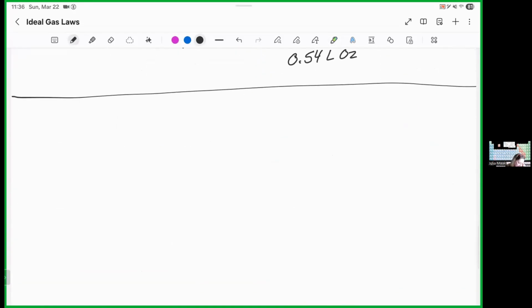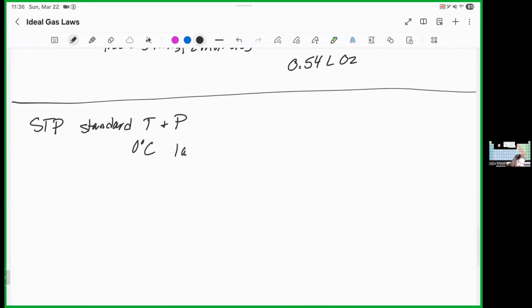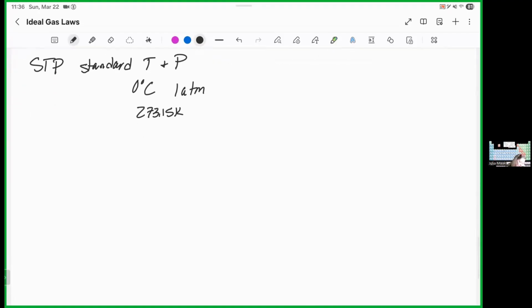Okay, the other thing is STP, standard temperature and pressure. Your standard temperature is 0 degrees Celsius, and your standard pressure is 1 atm. This is also 273.15 K. When you're at standard temperature and pressure, and only at standard temperature and pressure, there is always 22.4 liters of any gas in 1 mole of that gas. So we can use that in stoichiometry and save us from doing a gas law.